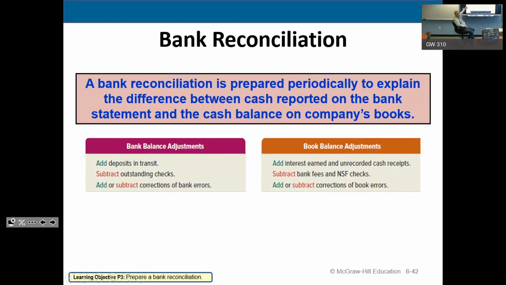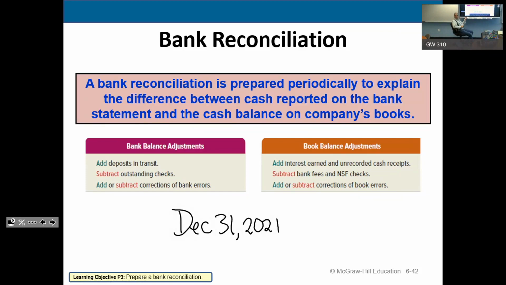So here's the one you want to print out for your homework. Bank balance adjustments are here, and book balance adjustments over there on my right. Add interest earned, subtract bank fees and non-sufficient funds, add or subtract corrections of bank errors. And on the bank balance side, add deposits in transit. Right? Remember, we're going to stop the music. Remember, it's like December 31st. Right?